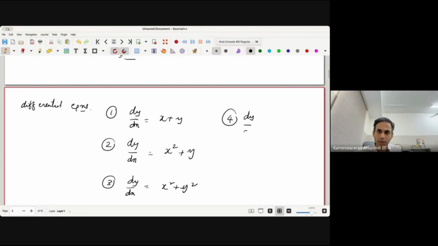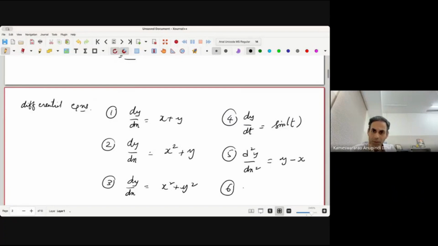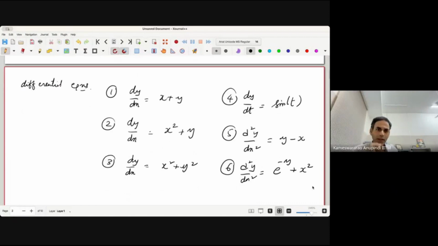Fourth one is, let us say, dy/dt equals sine of t. Fifth one is, let us say, d square y/dx square equals y minus x. Sixth one is d square y/dx square equals e to the power minus y plus x square. Okay, so let us see which one of these are actually linear and which one of these are non-linear. Which of these are linear, which are non-linear?